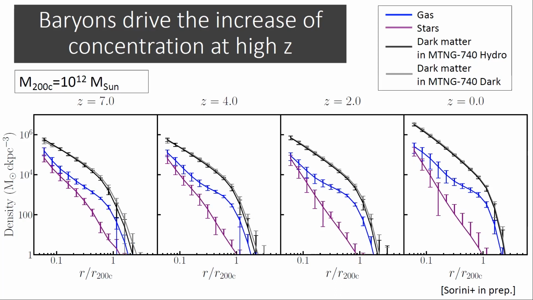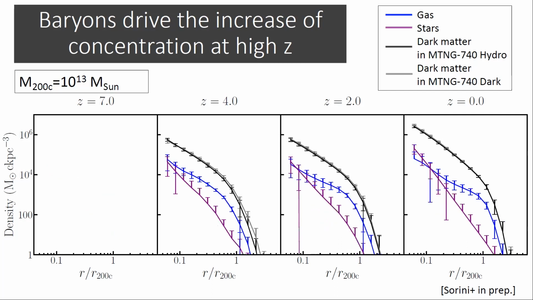So if we do that, quantitatively, there are differences, but qualitatively, the picture is still there, with slightly higher concentrations for dark matter in the hydro run as compared to the dark matter only. Then here we have 10 to the 13.